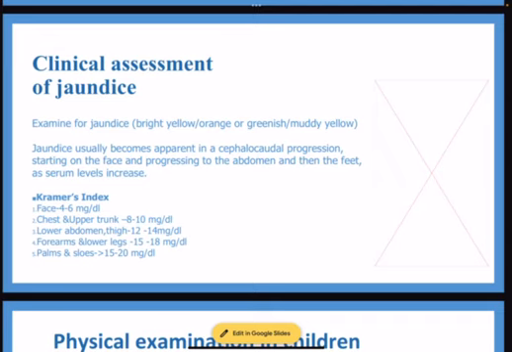If it reaches further down, so lower abdomen, pelvis area with thighs, this indicates that the level is above 10 but below 15. If it goes down to the legs, it's above 15. And if it goes down to the feet, including the palms and soles, this is severe jaundice, can reach up to 20, okay?